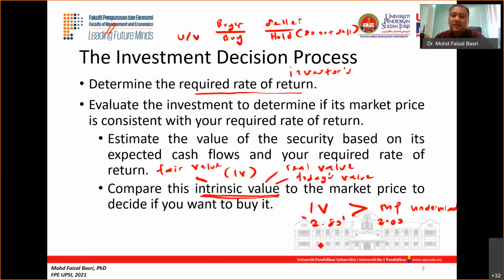However, if it's the other way around, meaning the intrinsic value is less than the market price, meaning the real value is lower than the market price, the market price is selling at a premium, more expensive, right? So this is what we call overvalued. The market price is much more than the intrinsic value.